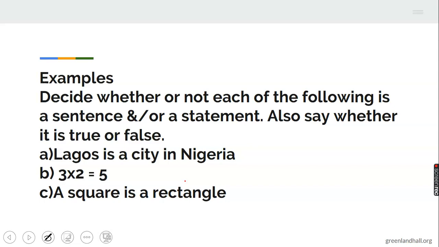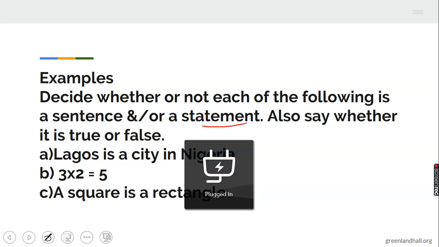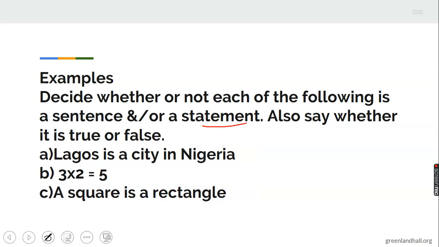Examples. Decide whether or not each of the following is a sentence and or a statement. Also say whether it is true or false. A. Lagos is a city in Nigeria. B. 3 times 2 equals 5. C. A square is a rectangle.